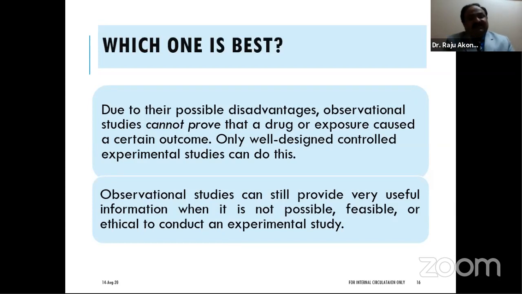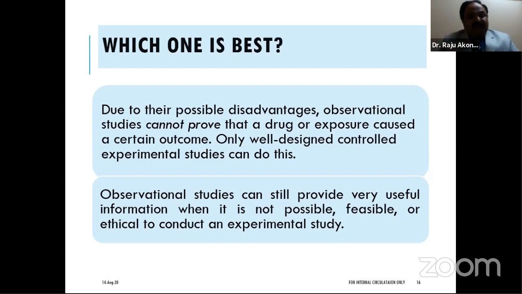From where do they get this strong hypothesis? From the observational studies. If they have a strong observational study backing them, obviously they will start working on the experimental study, and they will have a strong hypothesis to conduct it. For that reason, you need observational studies.